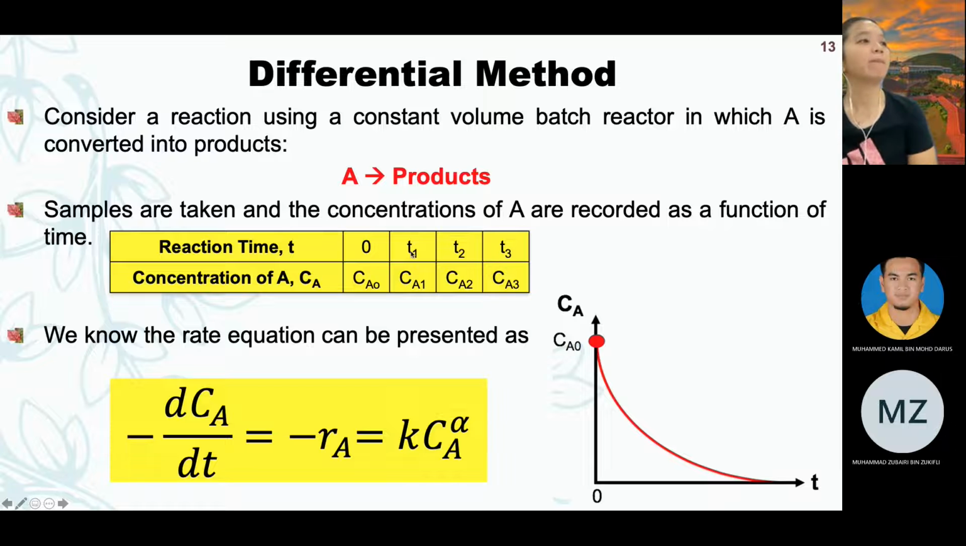Right, okay. Now, what do we do to run experiment or to get the data to run using differential method? So if you're using differential method, what you're going to do is, you're just going to prepare a solution of determine initial concentration that you have already predetermined. Let's say you prepare again 5 mole per liter of reactant A. So you place it in a batch reactor. We always run in batch reactor.